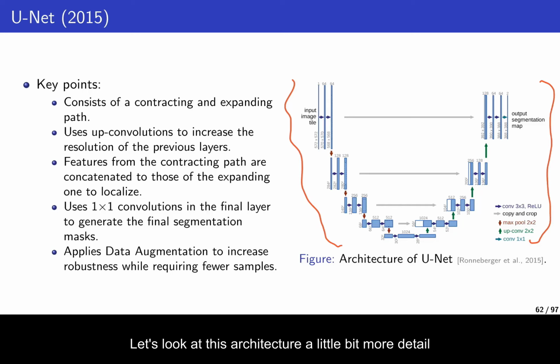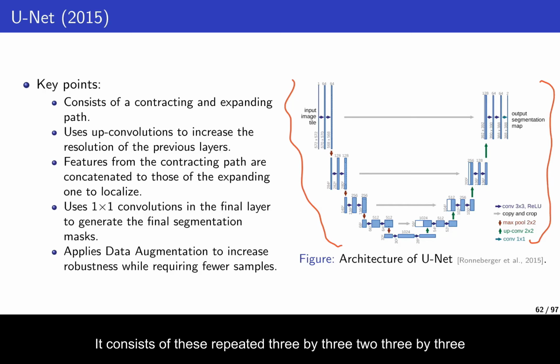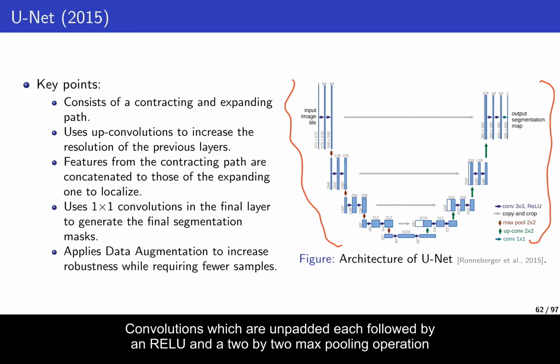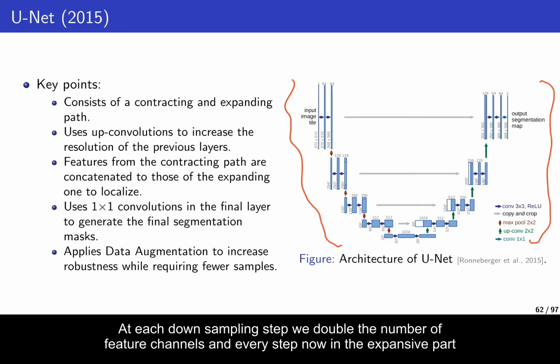Let's look at this architecture in a little bit more detail. The contractive part follows a typical architecture of a convolutional neural network. It consists of repeated two 3x3 convolutions, which are unpadded, each followed by a ReLU and a 2x2 max pooling operation with stride 2 for downsampling. At each downsampling step, we double the number of feature channels.